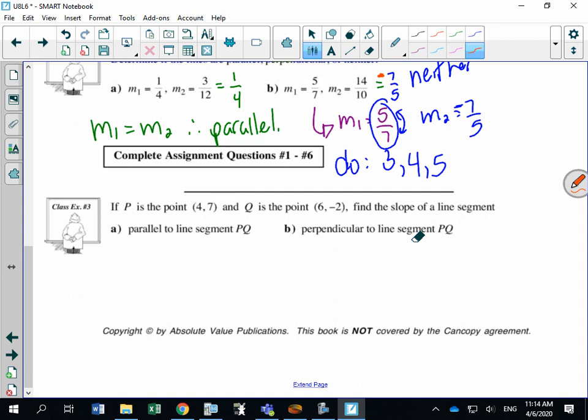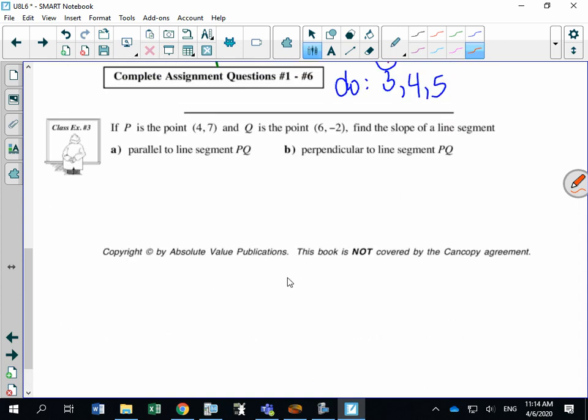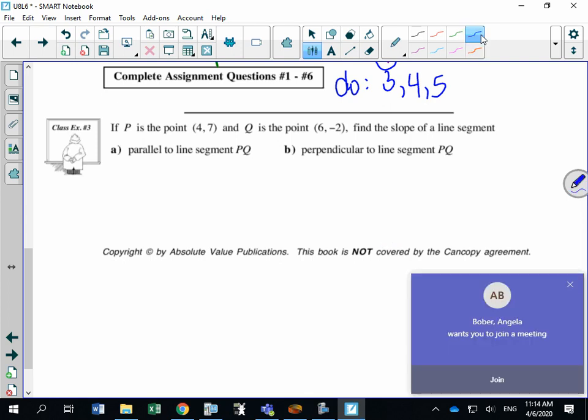So what it says for example 3 is if point P is this and point Q is this, what's a parallel line segment to PQ? So first of all, we need to apply something from the last lesson, and I need to be able to find the slope of PQ.